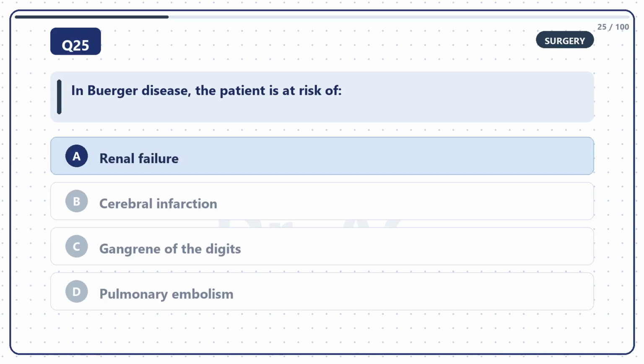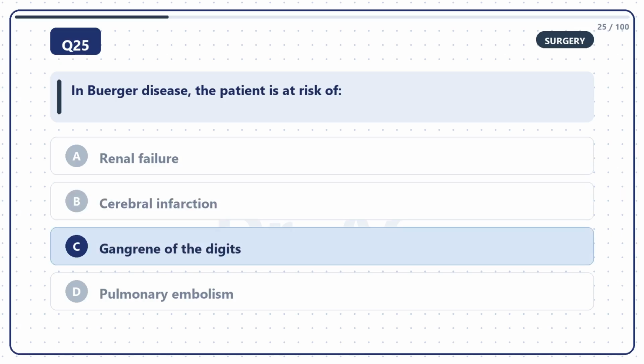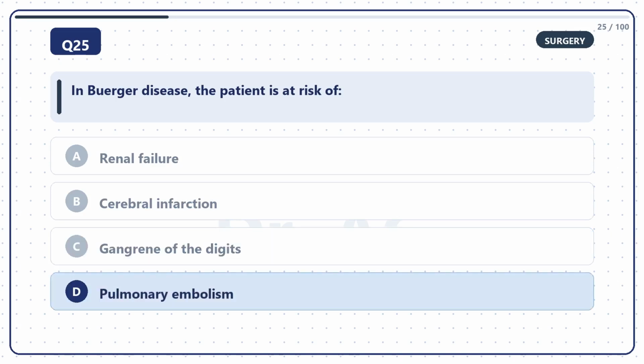Renal failure. Option B. Cerebral infarction. Option C. Gangrene of the digits. Option D. Pulmonary embolism.